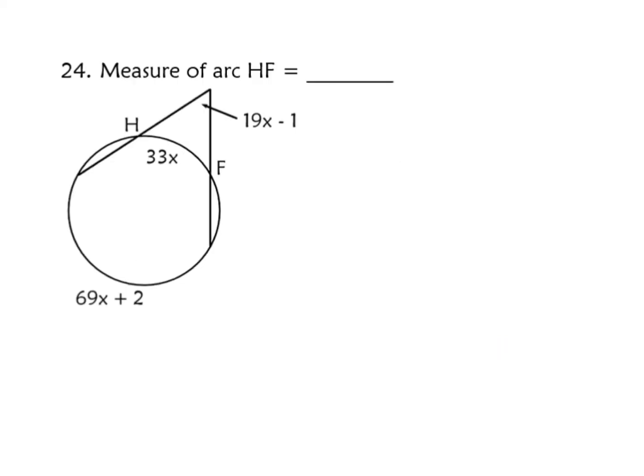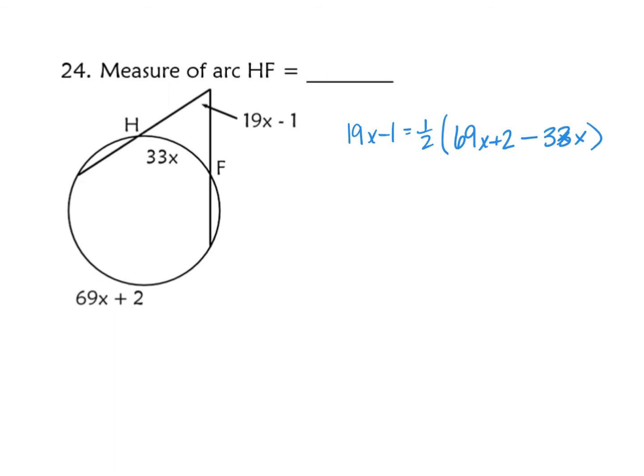Number 24, I want the measure of arc HF. Okay, so this is an outside angle made by two secants. So I need to do my angle is equal to 1/2 of the major arc minus the minor arc. So my angle, which is 19x minus 1, is equal to 1/2 of my major arc, 69x plus 2, minus my minor arc, which is 33x.